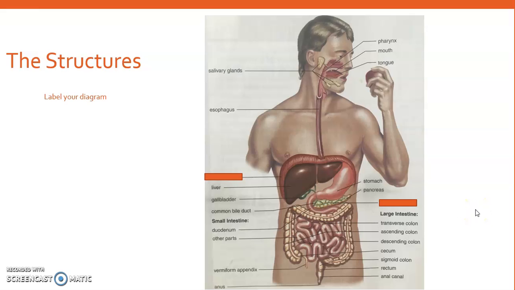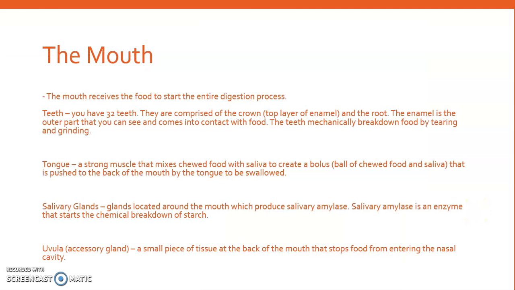So anyways, label that diagram, and we're going to talk about everything in more detail coming up. So we'll start with the mouth. The mouth receives the food at the start of the entire digestion process. So teeth are in the mouth.